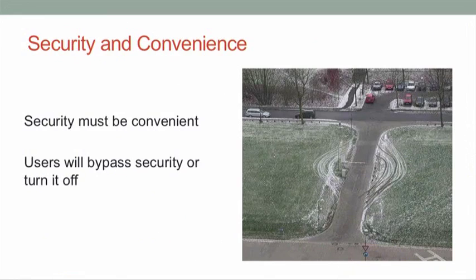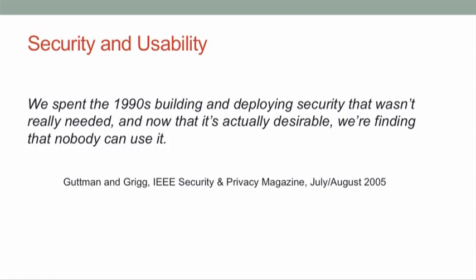So security needs to be convenient, or people will bypass it. This is a fun picture that circulated in the usable security community a few years ago. If you can notice it, there's a little gate across this street. I have no idea why it's there, but as you can see, people are just ignoring it. Well, that's what can happen in our systems.